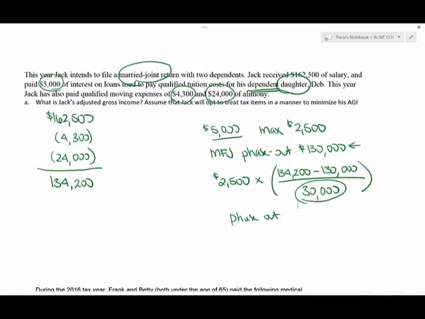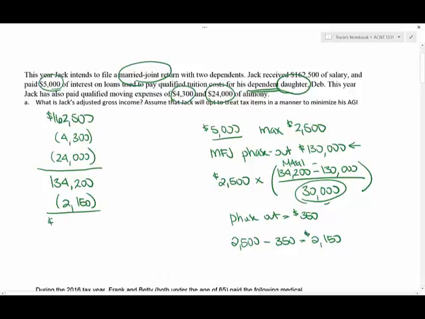Okay, so modified adjusted gross income minus 130,000 divided by 30,000 multiplied by 2,500 gives me a phase out amount of $350. So if he was allowed 2,500, but we have to phase out 350, his deduction that he's allowed is only $2,150. So now we'll subtract that amount, and then we will get his new adjusted gross income.